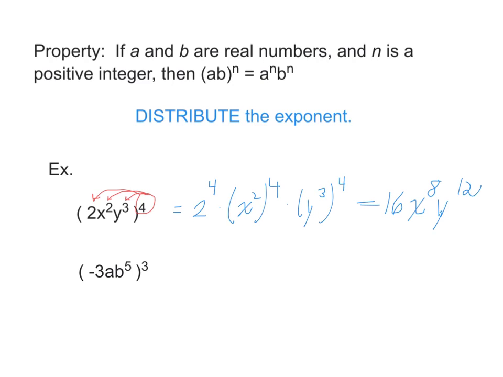The next problem is just like it. We have negative 3ab to the 5th, and it's being raised by this power. It needs distributed to each of the parts, to the negative 3, the a, and the b to the 5th. So negative 3 cubed times a cubed times b to the 5th cubed.